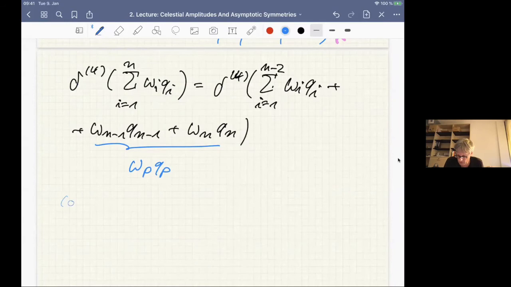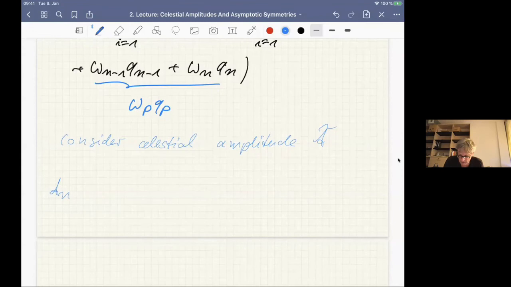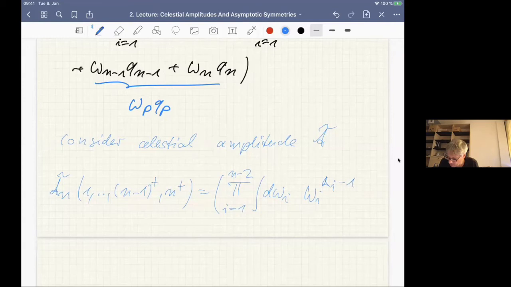So consider the celestial amplitude, so I tilde. I have simply to write down what it is. We start with the n-point amplitude. The only thing that is important now is that the two last gluons have plus helicity, we assume, in order to describe a certain soft limit. So this is of course just a standard thing. Let me recall, in the principles here, this is just I lambda 1.